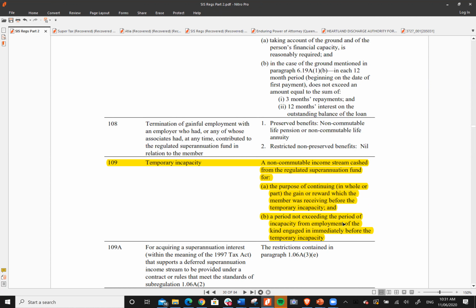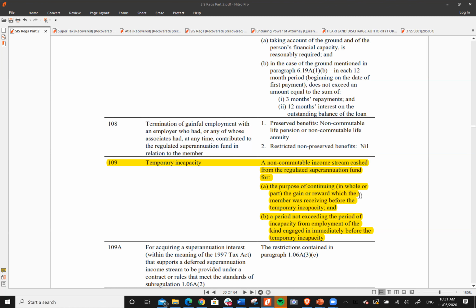Secondly, for a period not exceeding the period of incapacity from employment of the kind engaged in immediately before the temporary incapacity. So she was a mountain bike rider. So interestingly, and let me put this to you, have a think about it. Let's say that she's a mountain bike rider, and then unfortunately her legs, she can't go and do mountain bike riding any further because it's just too painful for her. So she's given up that one.